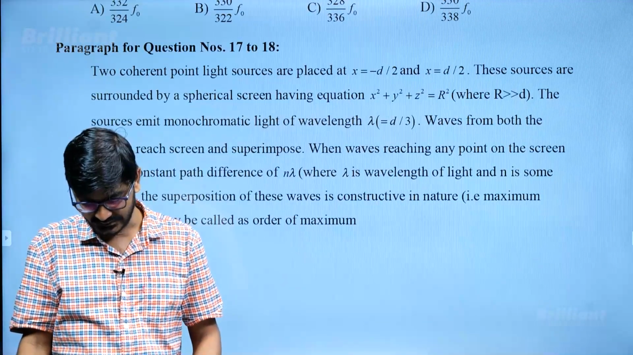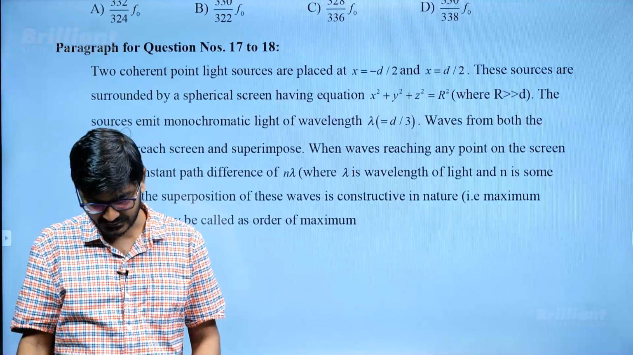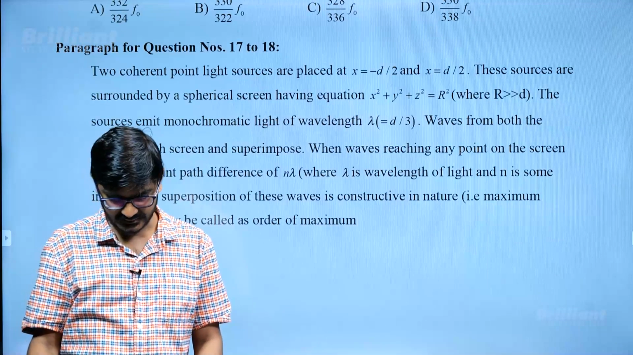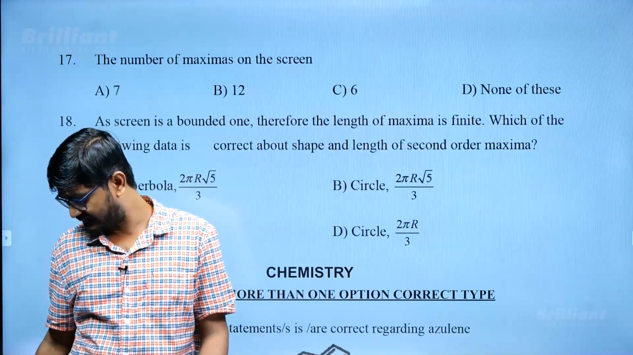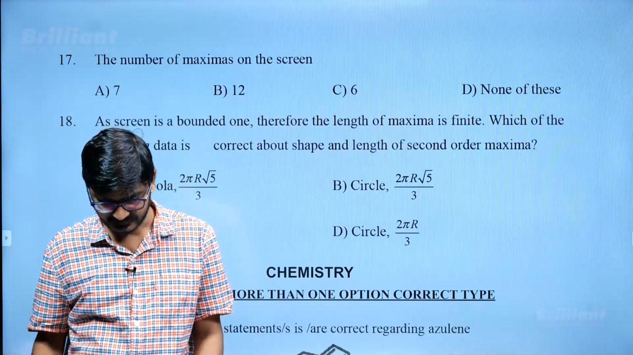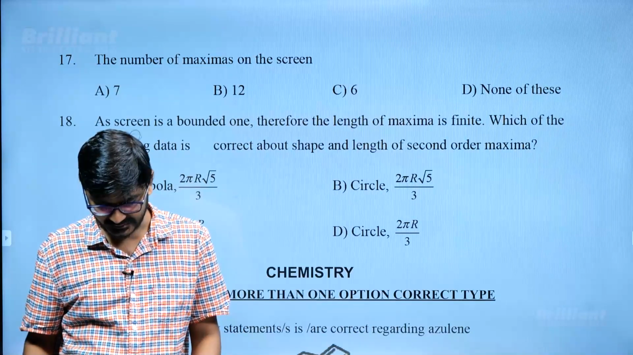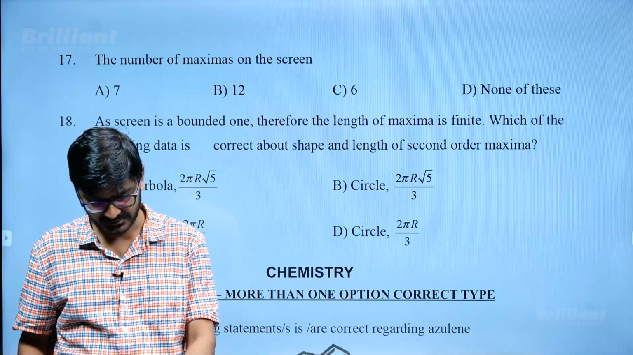When the waves reaching any point on the screen have constant path difference n lambda, it is constructive in nature, that is called as maximum, that you know. So you need to find how many number of maximas will be there. Then which of the following data is correct about the shape and length of the second order maxima?